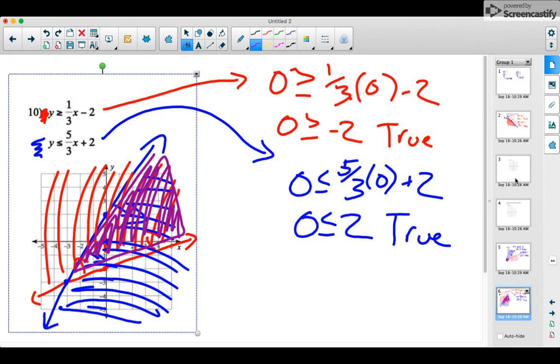Or if they overlap everywhere, then everything is a solution. But normally it's just going to be like 1/4 of the graph, kind of like what we have here.